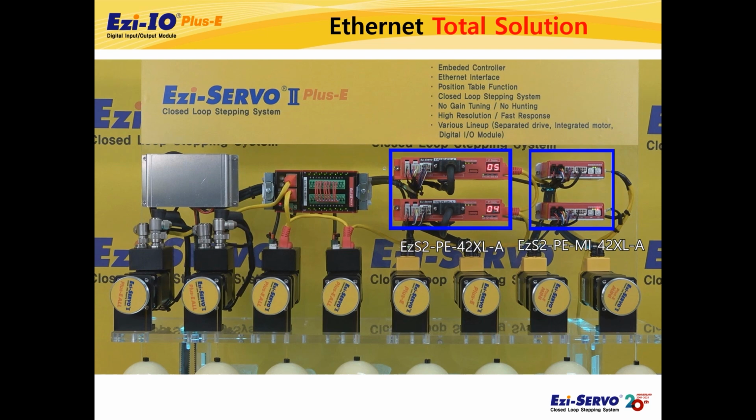Also, if you look at the right side, you can see that there are 2 axes of Ezi-SERVO 2 Plus-E that are standard type and 2 axes of Ezi-SERVO 2 Plus-E mini that are mini drive type. These products are closed-loop stepping systems.